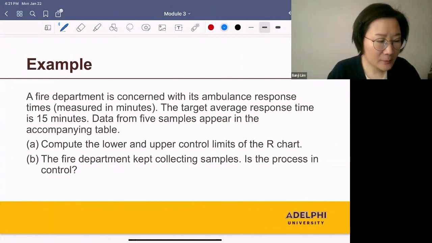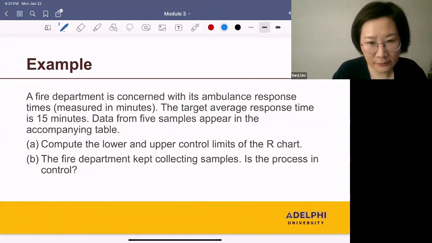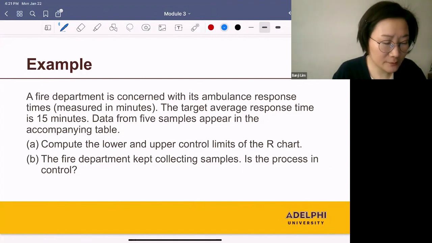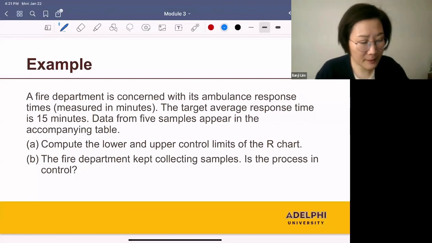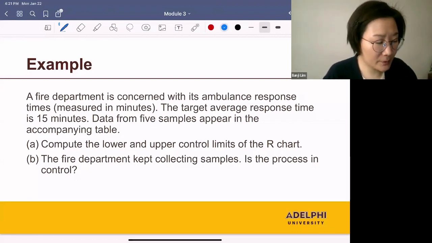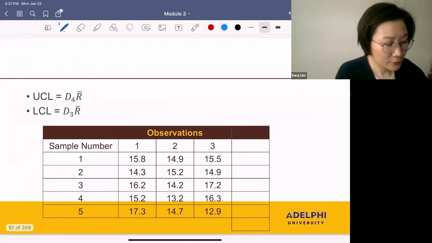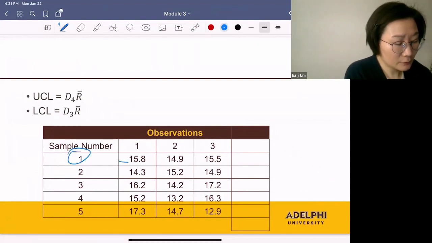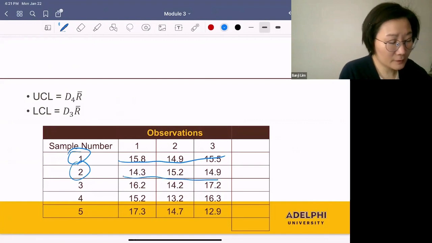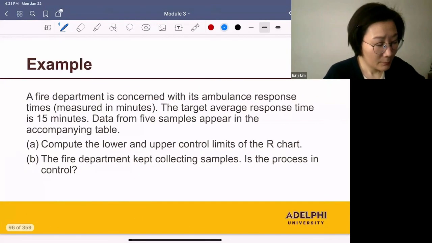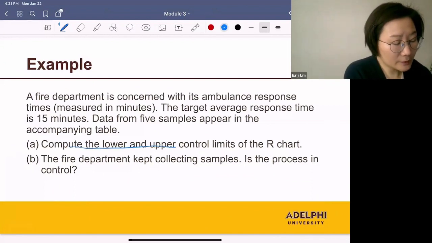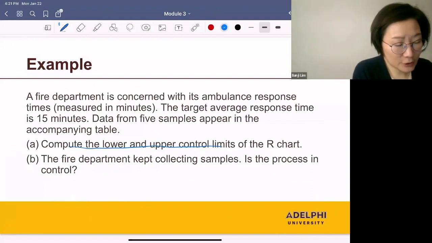Let's take an example. A fire department is concerned with its ambulance response times measured in minutes. The target average response time is 15 minutes. Data from 5 samples appear in the accompanying table. So in the first week, we collected 3 observations. In the second week, we collected another 3 observations, etc. Part A, compute the lower and upper control limits of the R chart.